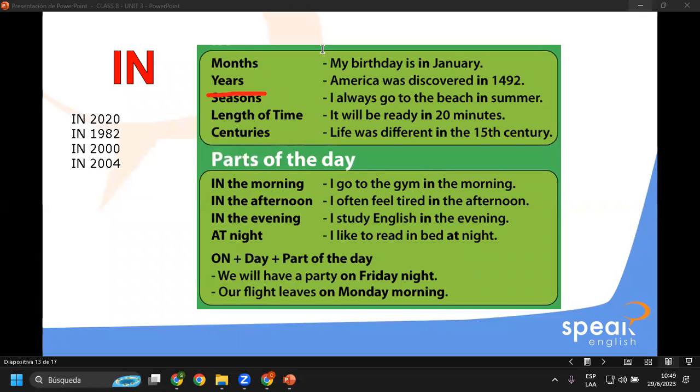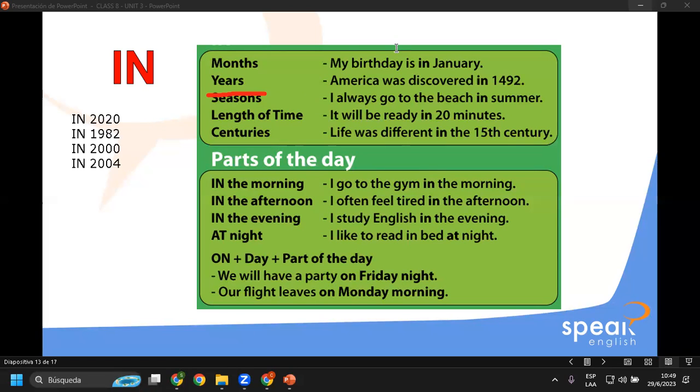Now, what else are we going to use "in" with? Seasons. When I say seasons, I'm talking about winter, summer. Do you remember the other seasons? Autumn and spring. If I'm talking about seasons, we say "in." When do we have vacations? In summer. Okay.